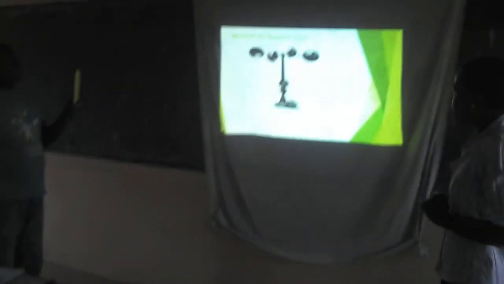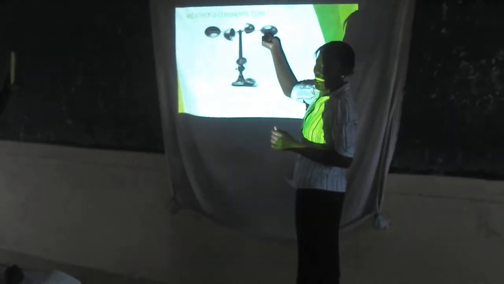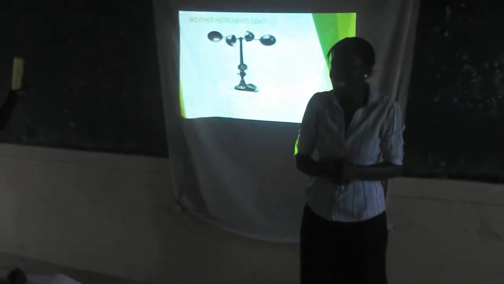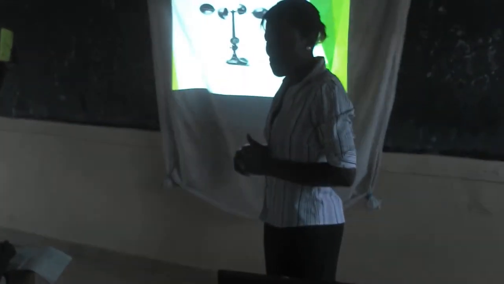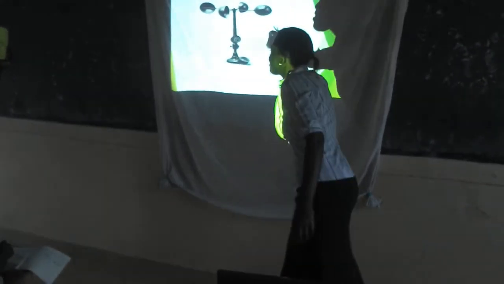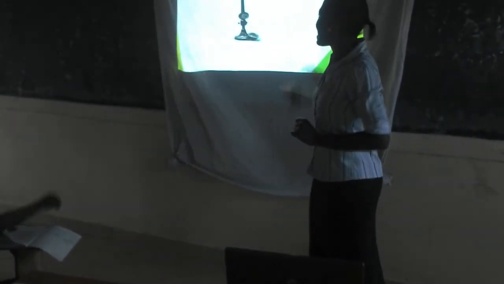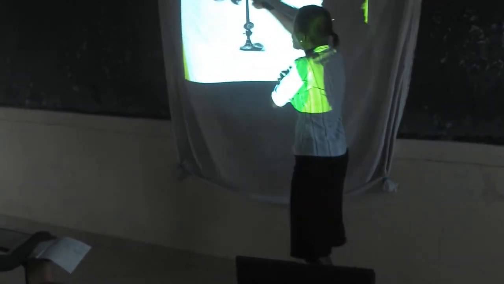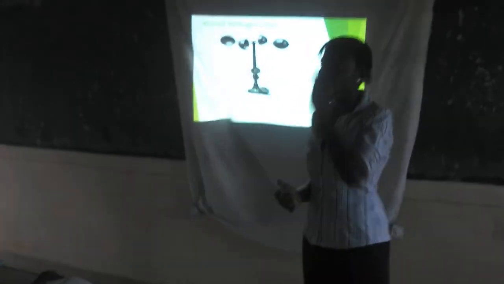The next one also has cups. Can I use these cups to take water? No. Can I use them for my tea? But why do they have the cups there? Anyway, which weather instrument is this that has got cups? Yes, Lavina? This is an anemometer. And what is the role of an anemometer? Why do you think it has these cups and not the arrow? What is the role of an anemometer? Any trial?